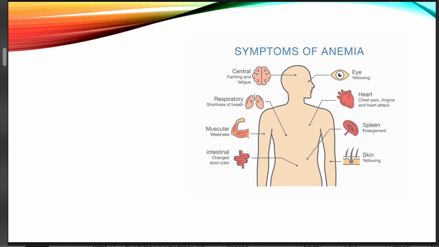Okay, what are the symptoms of your anemia? We have your central manifestations, which would include fainting and fatigue, respiratory shortness of breath, muscular weakness, intestinal change, stool color, skin yellowing, spleen enlargement, heart, chest pain, angina, heart attack, eye yellowing.